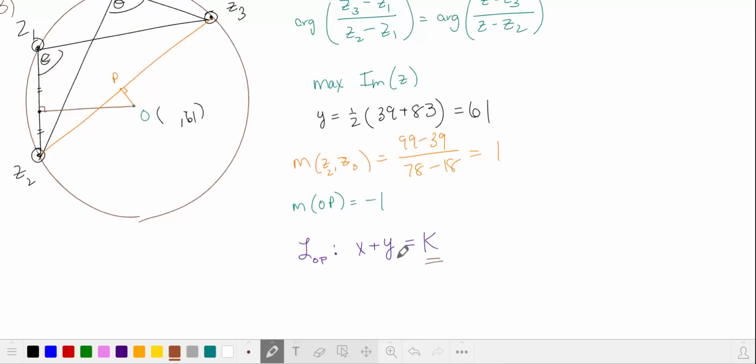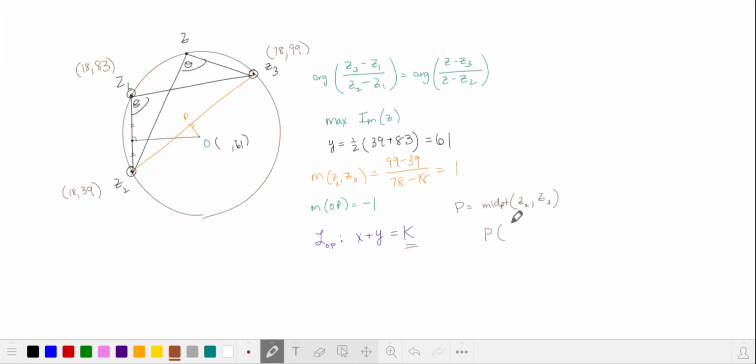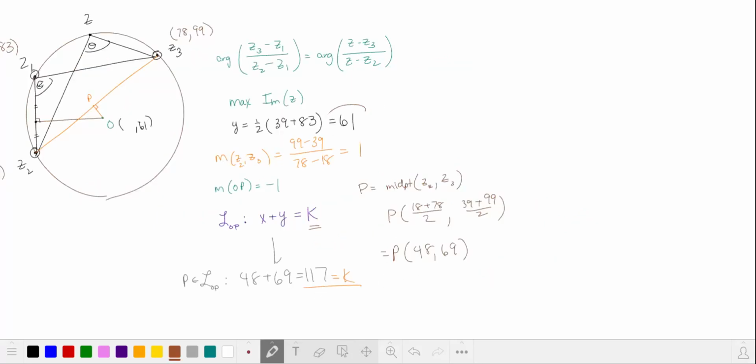To figure out K, we'll find P, which is also the midpoint of z2 and z3. So we'll take the average of the x-coordinates and y-coordinates. That means P is at 48, 69. Since P is on this line, we can plug in for x and y to get K. And we have the y-coordinate of O, and since O is on this line, we'll figure out its x-coordinate. Its x-coordinate then is 56.